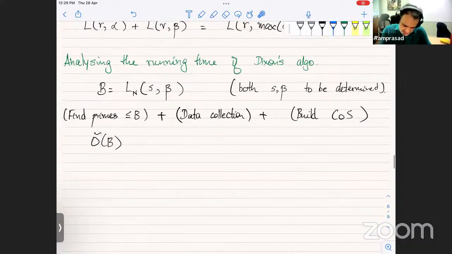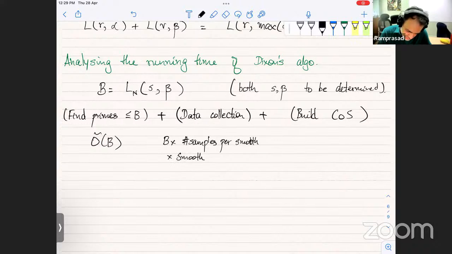So therefore, this is equal to B congruences times the number of samples per smooth number, times we need to check if each of them is smooth or not. For each y_i, I'll have to test whether it is smooth or not. And very likely a lot of them will not be smooth. So even to get a single smooth congruence, I might have to try out many samples. Eventually I need B of them. So I need B times the number of samples per smooth congruence times the running time of checking whether a number is smooth or not.